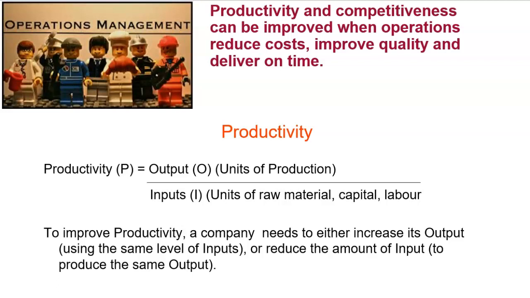So to improve productivity, the company needs to either increase its output, using the same levels of inputs, or it reduces the amount of its inputs to produce the same level of output. Both of those scenarios will increase productivity within the operations management system.